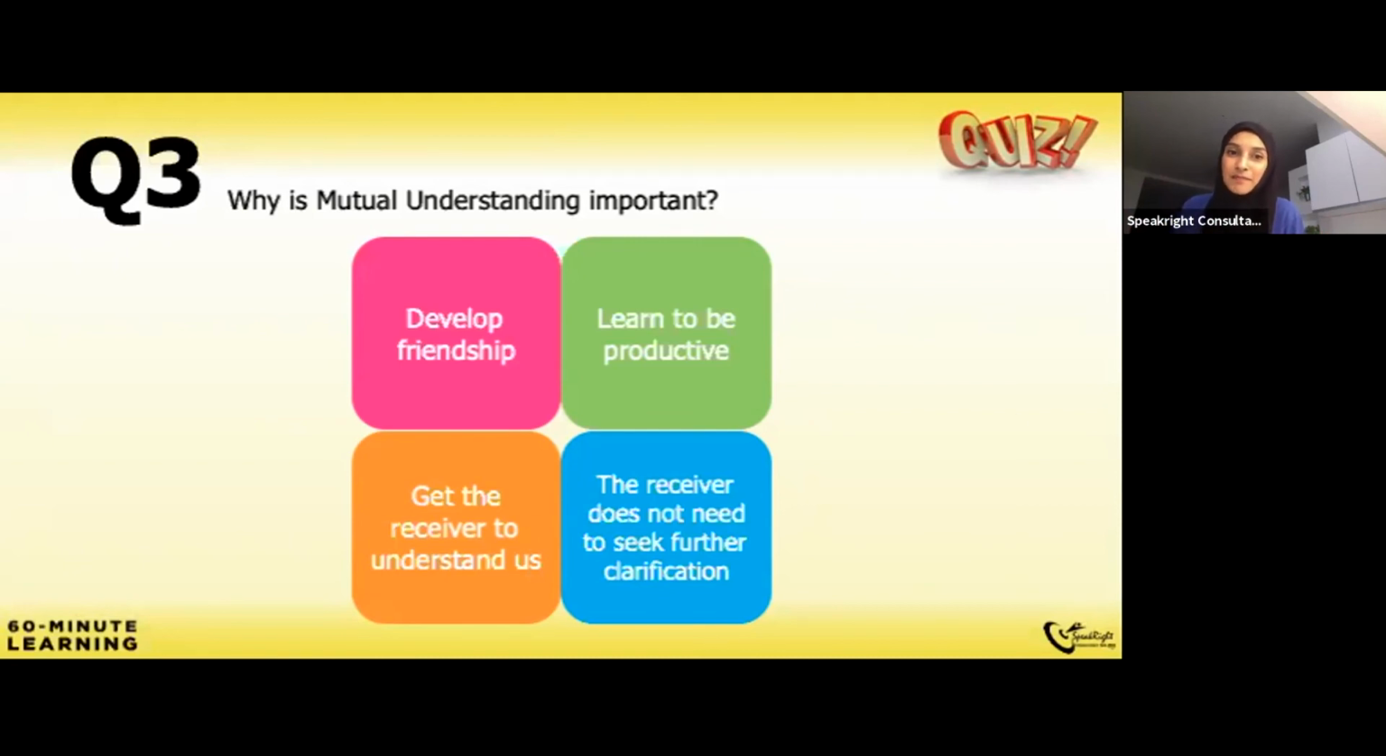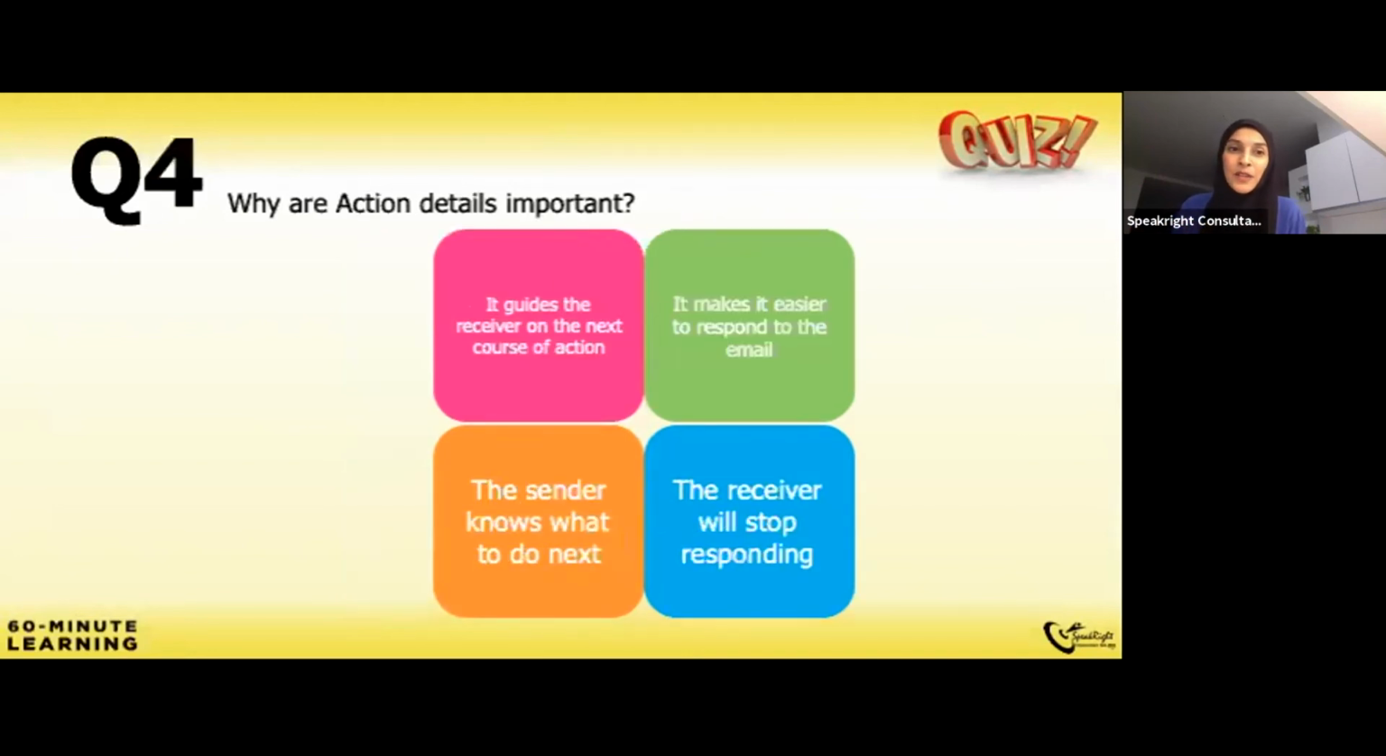Next question. All right, just to recap, you will only be allowed to answer once. So if your answer is wrong, you can't answer anymore. The next person will answer it. So next question. Why are action details important? Recall, what are action details?